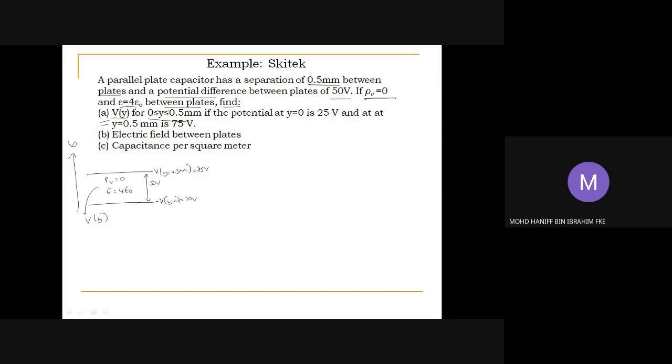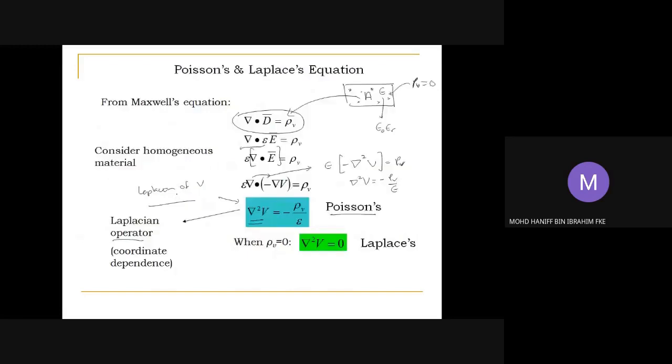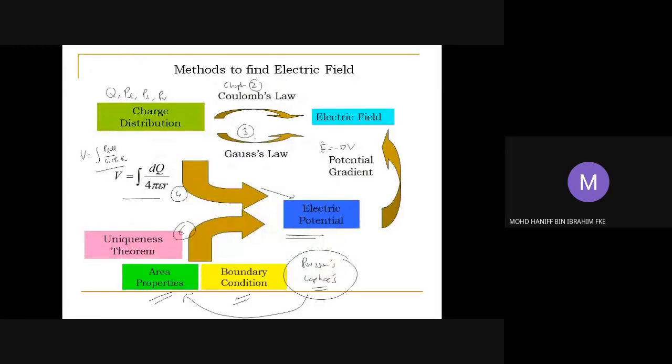So how do we find Vy? As we have learned previously, to find the potential, there are two methods. The first is by calculating V using the integration of dq over 4 pi epsilon r. Secondly, you can use the Uniqueness theorem, whereby you must be given the area properties and also the boundary conditions. So there are two methods to find the potential V.